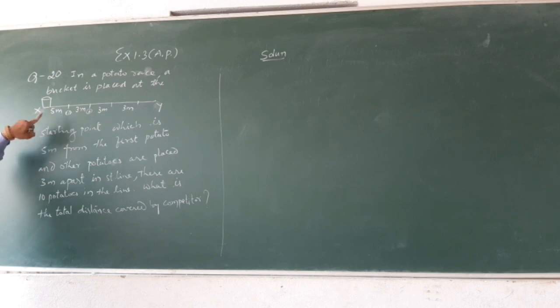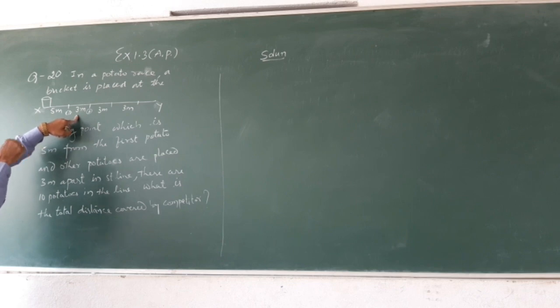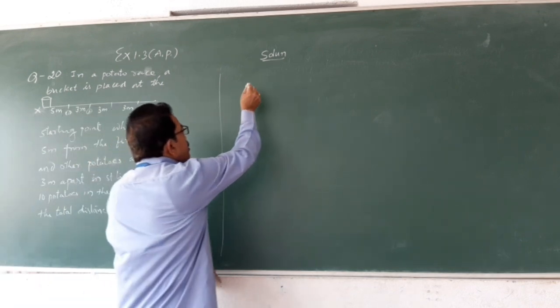In the second case, see, 5 plus 3, that is 8. Then twice he has to run. 5 plus 3 is 8, 8 twos are 16. So, let us write the pattern of dropping a potato in the bucket. So, distance.